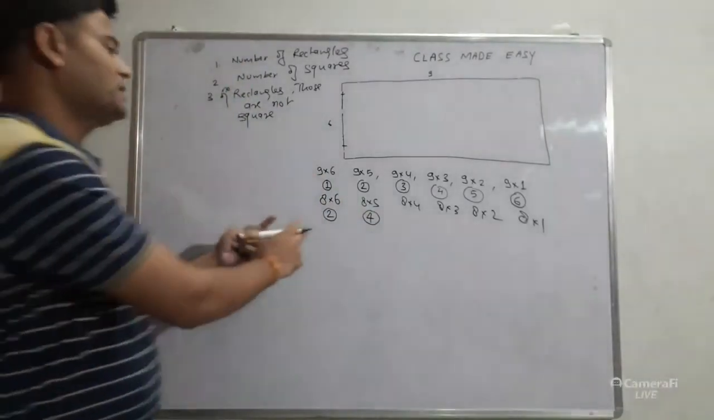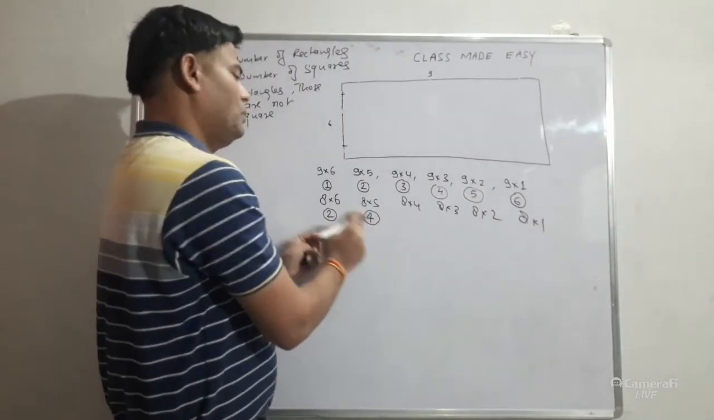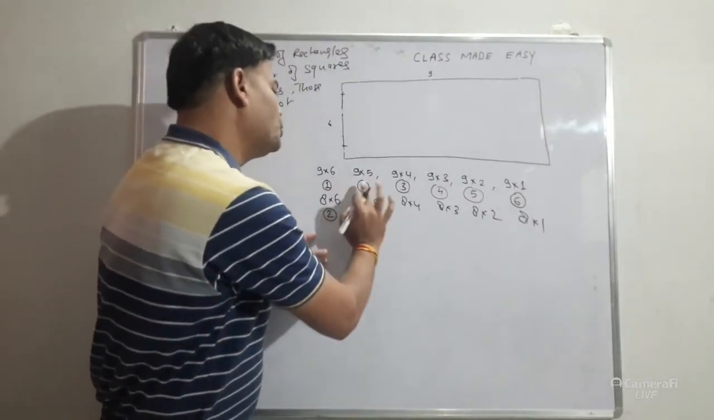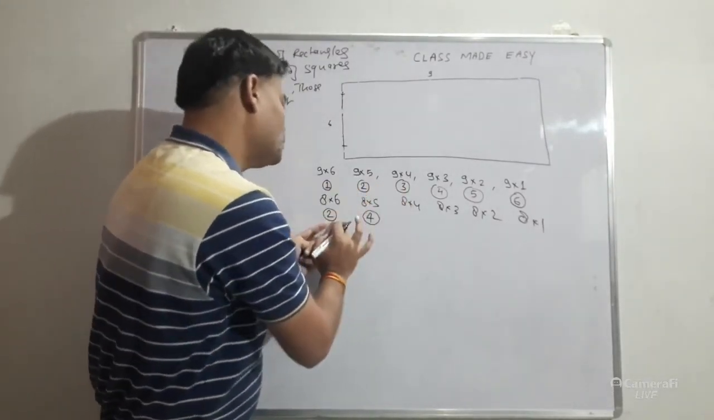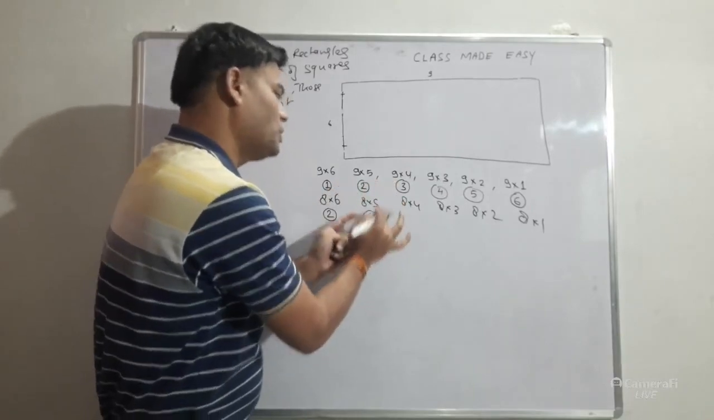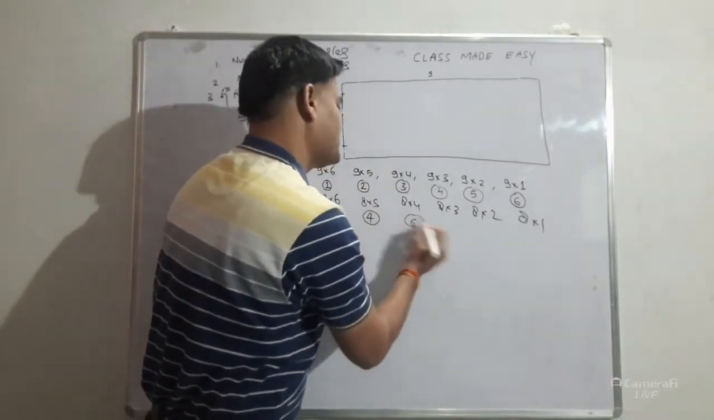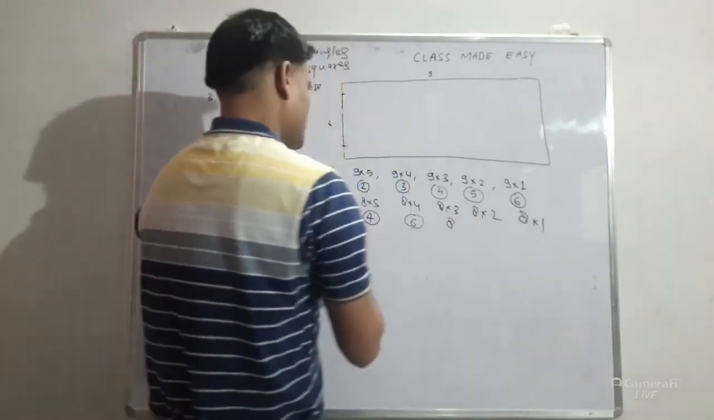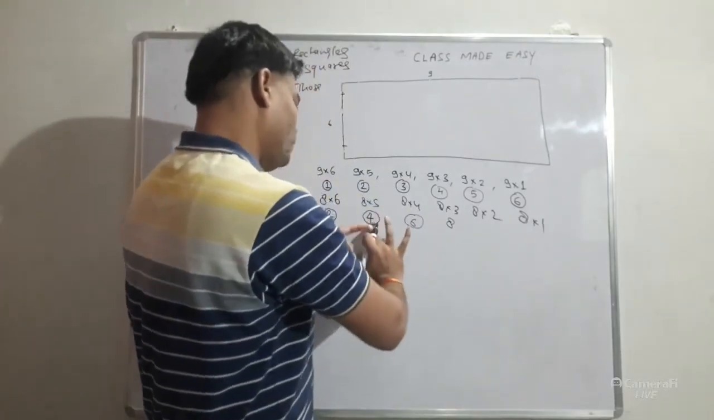Now see, this is 2, this is 4. Now see the trend: 1, 2, 3. Double of 1 is 2. Double of 2 is 4. So it will be 6, 8. See, this is 2, this is 4.